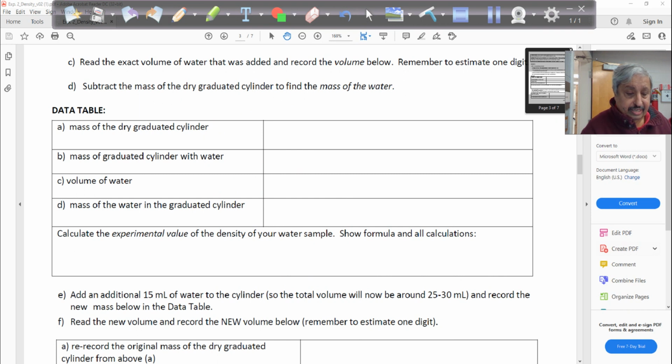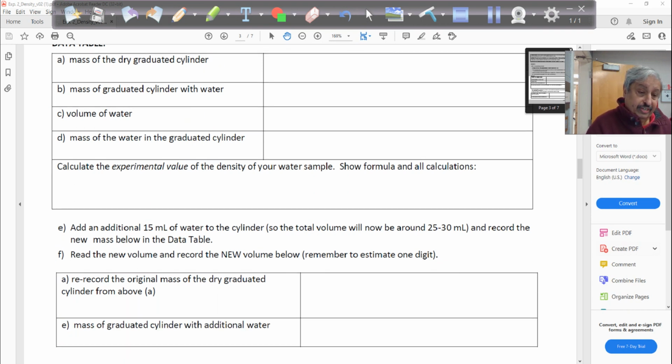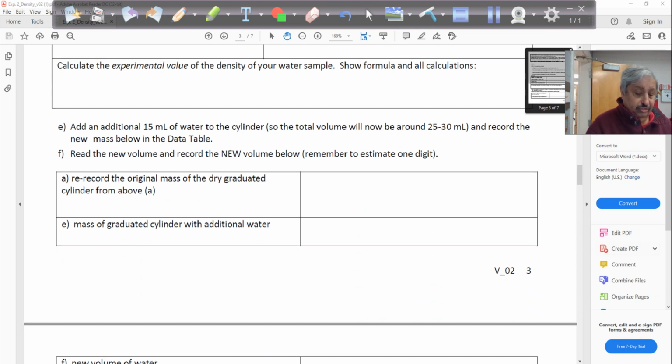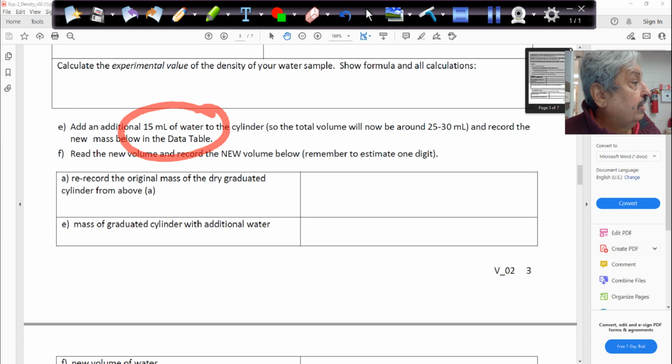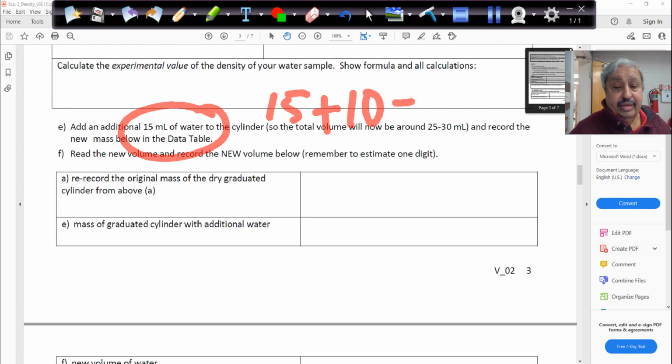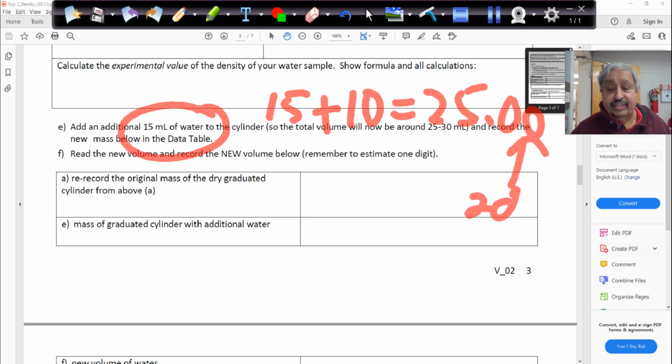Then I'm coming here to the second part of the first part of the experiment. I will be adding extra 15 mLs. Now the total will be how much? The total will be 15 plus 10, which is 25, and put the 2 digits after the decimal. So this is the total in milliliters, correct?